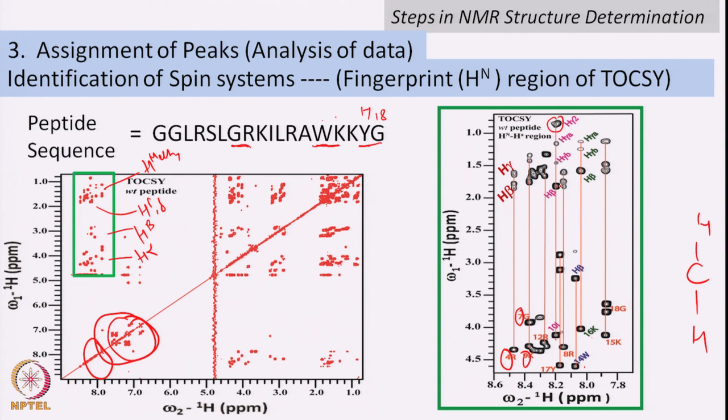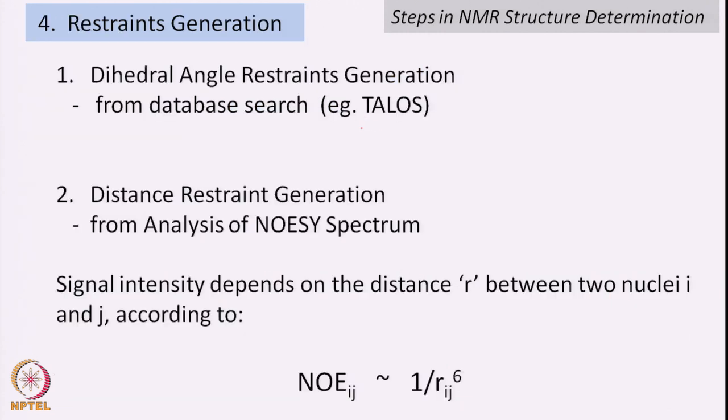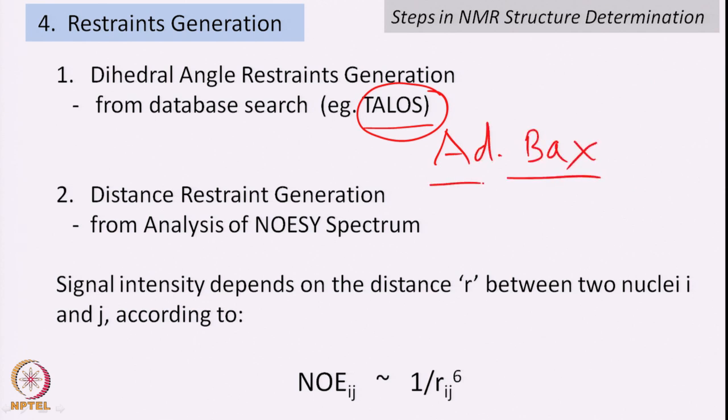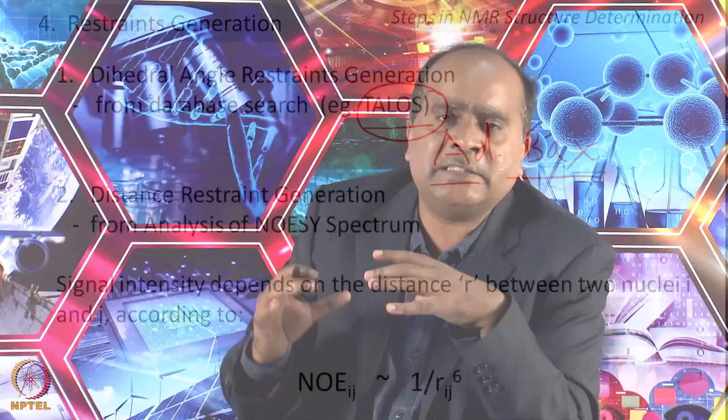Now, over the years, people have developed an algorithm called TALOS, torsion angle likelihood obtained from the shift, chemical shift, and that can be used for calculating the phi psi dihedral angle. This was developed by a professor and his group at NIH. His group developed this algorithm called TALOS or TALOS plus, which uses chemical shifts that you have assigned from TOCSY and NOESY to predict the phi and psi torsion angle for each amino acid.